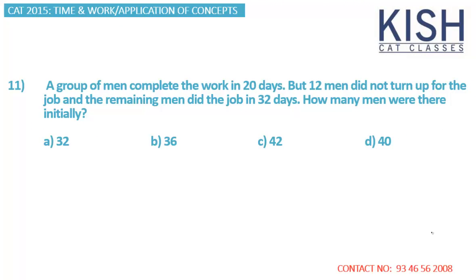Let's solve the next question. A group of men completed the work in 20 days, but 12 men did not turn up for the job and the remaining men did the job in 32 days. Obviously, when some of them are not reporting to the job, the remaining people will have to take the responsibility. Since they cannot work more per day, they need more days, 32. How many men were there initially? So we need to find the number of men.